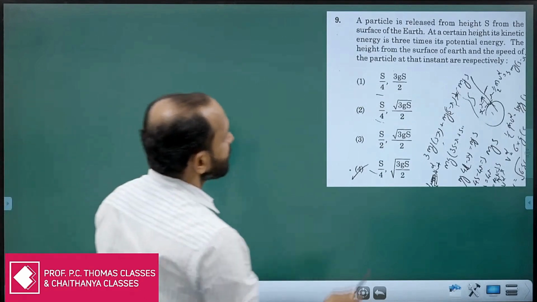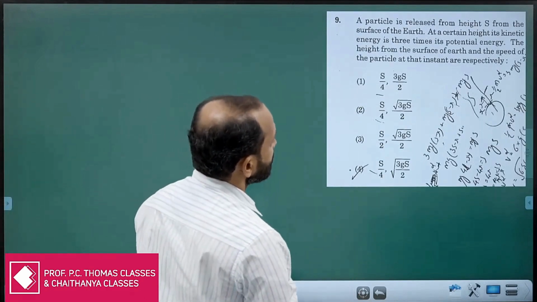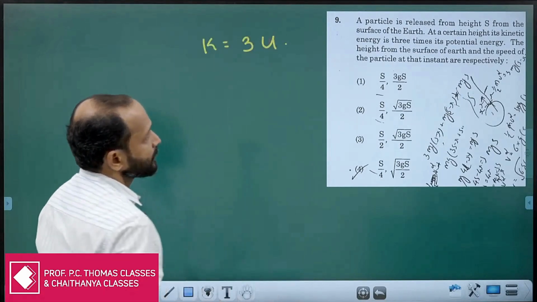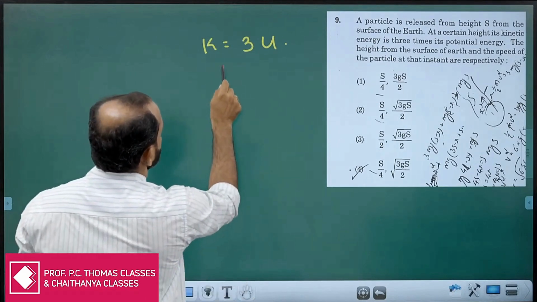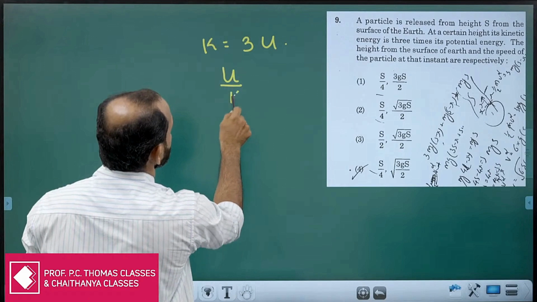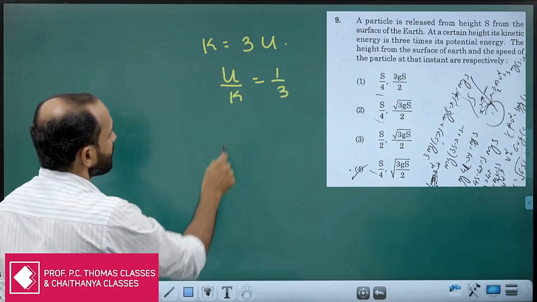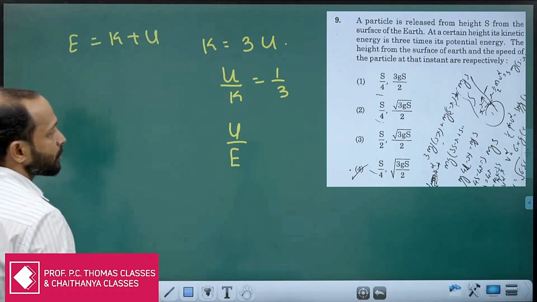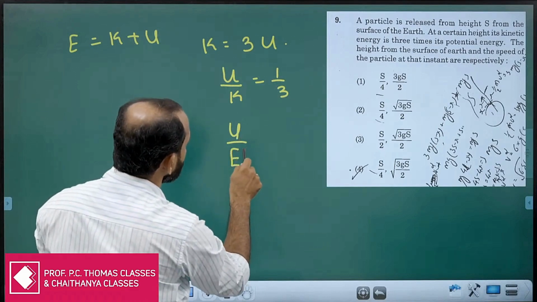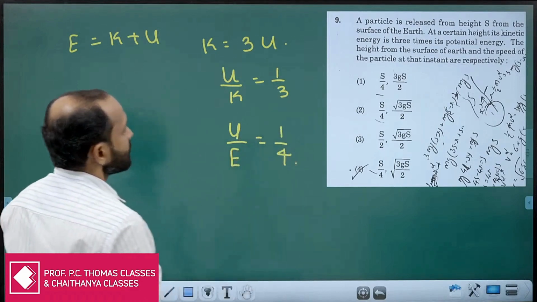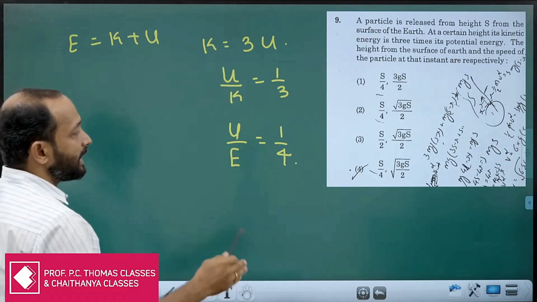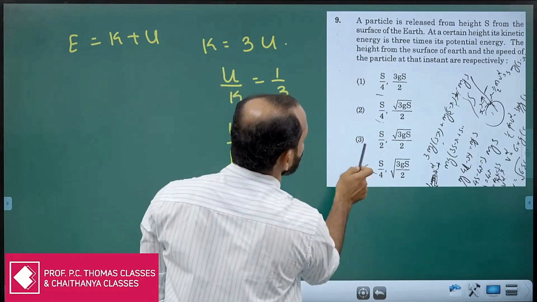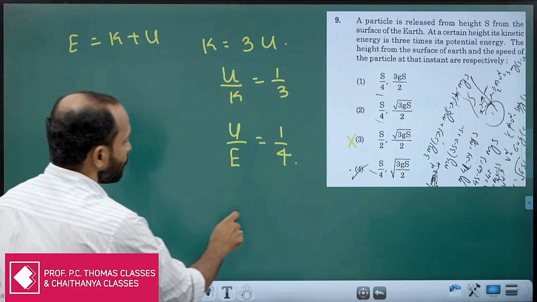A particle is released from height s from the surface of Earth. At a certain height, kinetic energy K is equal to 3 times potential energy. That means at that height, the ratio of potential energy divided by kinetic energy is 1/3. That means potential divided by total energy, because total energy is kinetic plus potential, I mean total mechanical energy. So potential energy divided by total mechanical energy is 1/4. So potential energy is 1/4, for which height with respect to ground should be 1/4. So the height is S/4. Now, what is the kinetic energy?